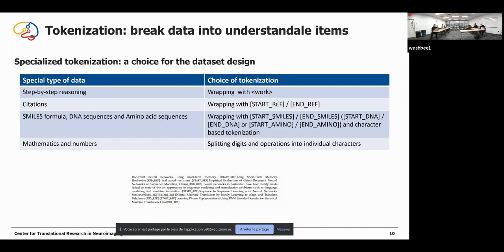So there is the usual tokenization for plain text, but they also try to represent mathematical numbers by splitting digits and operations into individual characters. So, for instance, a number like 42 will be represented as two distinguishable tokens. And for some more difficult concepts like SMILES formulas, DNA sequences, or citations, they will wrap each item and then use a character-based tokenization on it. The last token introduced by the team is the work token. It's used for step-by-step reasoning, and I will talk a little bit more about it later.